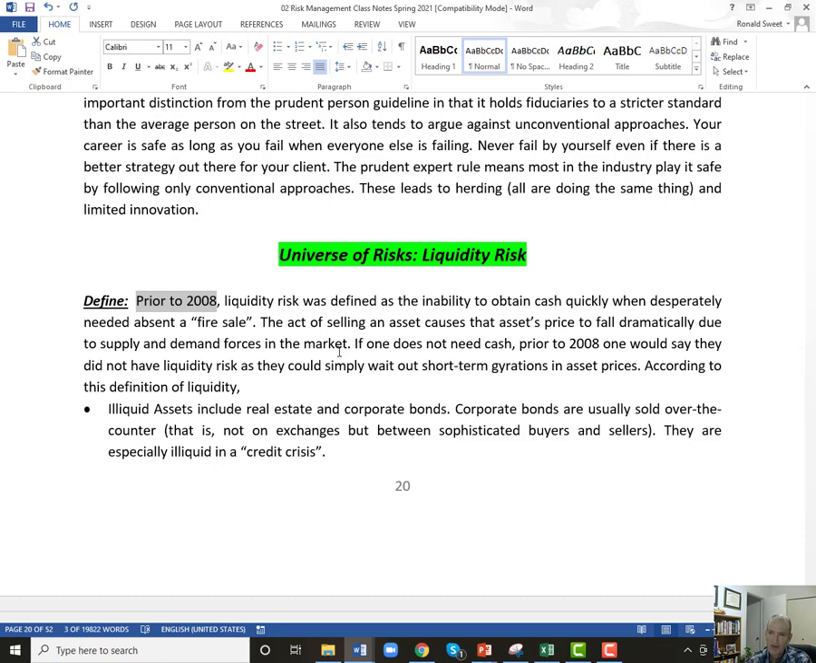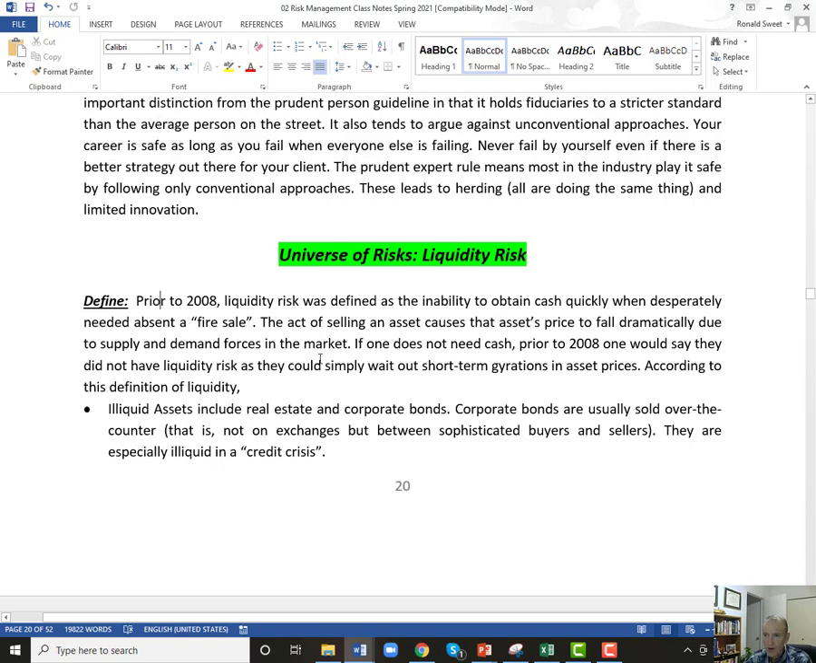So some assets are very, very liquid. When you sell them, it doesn't cause the price to fall. Other assets, if you have to sell them fast, you're going to have to take a huge haircut. So if you're doing artwork as your asset allocation, so you're buying Rembrandts or whatever, and you need cash tomorrow, you're probably not going to get a good price for that asset. It's very illiquid. Now that's prior to 2008.